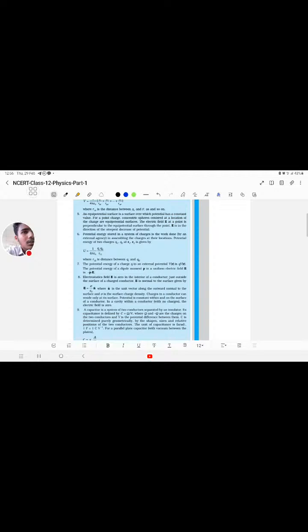Potential energy stored in a system of charges is the work done in assembling the charges at their locations. So for a system of two charges, it is given by 1 by 4 pi epsilon naught times q1 q2 by r12. Potential energy of a charge q in an external potential is equal to q times V of r. The potential energy of a dipole moment p in a uniform electric field E is minus p dot E. Electrostatic field E is 0 in the interior of a conductor, and just outside the surface of a charged conductor, E is normal to the surface.